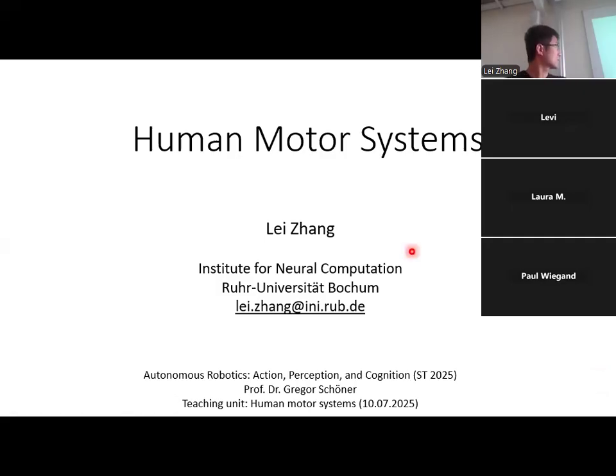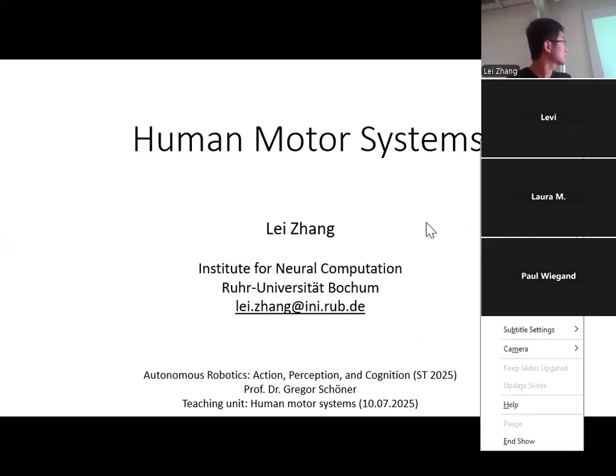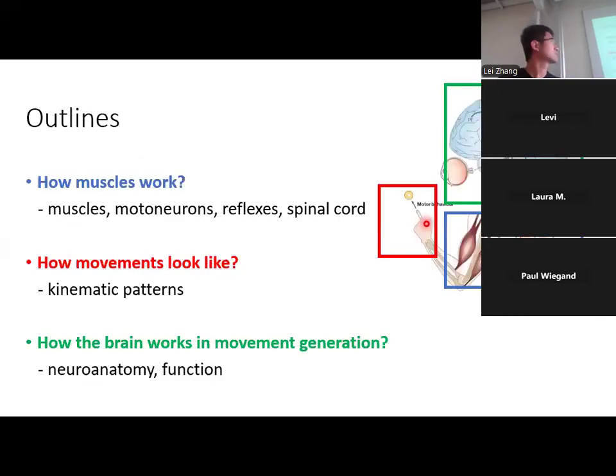Last time we went through the muscle structure, so the muscle anatomy, the motor neurons, and the circuitry in the spinal cord. And this is relatively lower level. Today we are aiming to go into the higher level, to the brain.